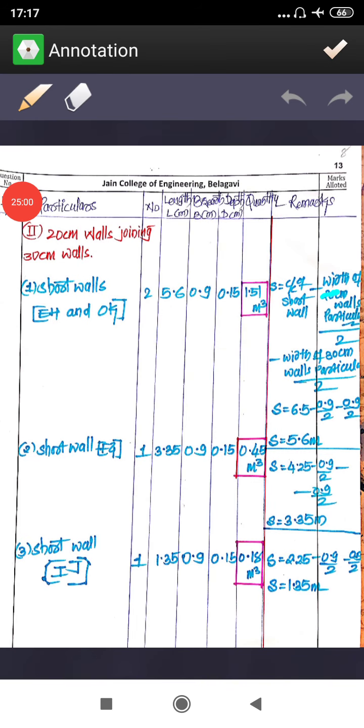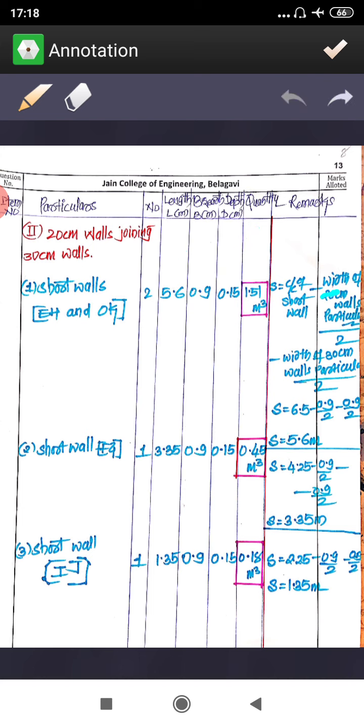You can see that for the walls EH and OK, you'll have the same length as in the previous quantity we saw in the excavation, that is 6.5 minus half from one side and half from the other side, so the total length is 5.6. So here you'll have short walls, two numbers, 5.6 is the length, 0.9 into 0.15, so it is 1.15 meter cube.